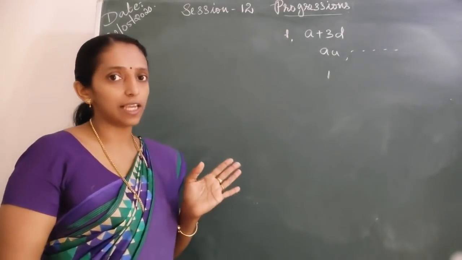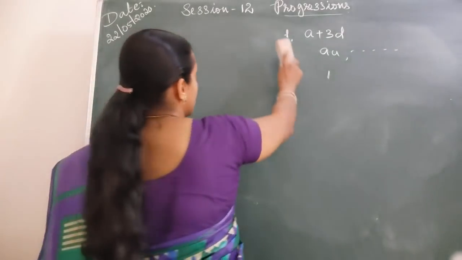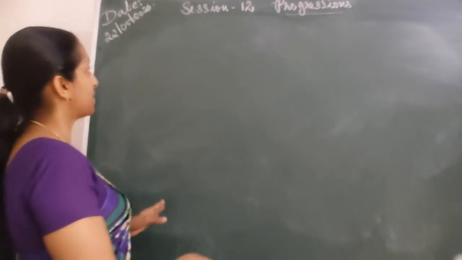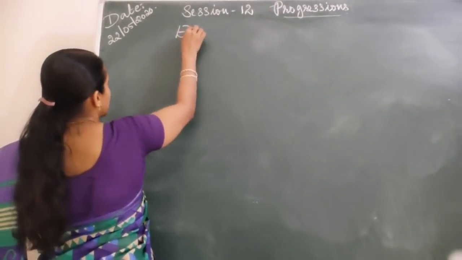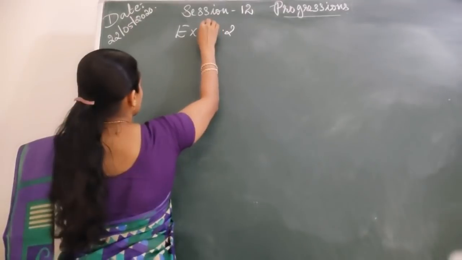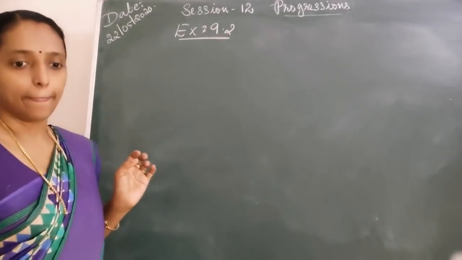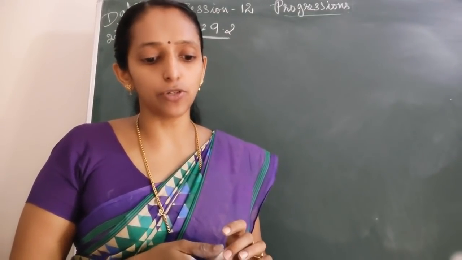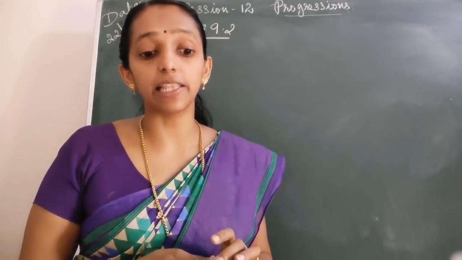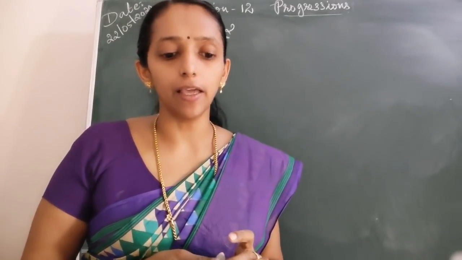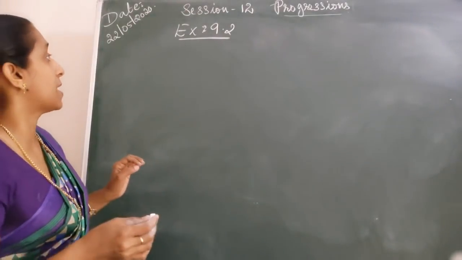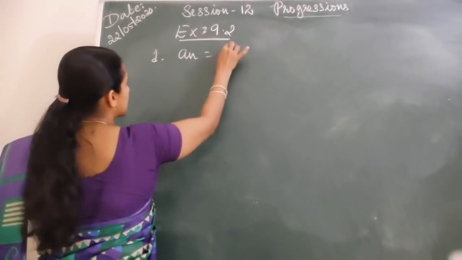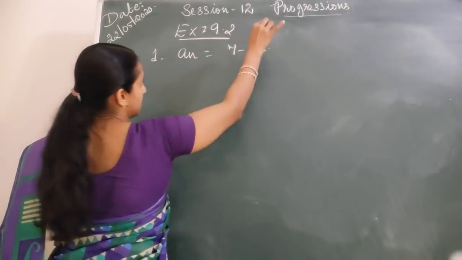Now we are going to see some practical problems related to the AP. So take out exercise 9.2. Question number 1. Find the AP whose nth term is 7 minus 3n. Find the AP whose nth term is 7 minus 3n.